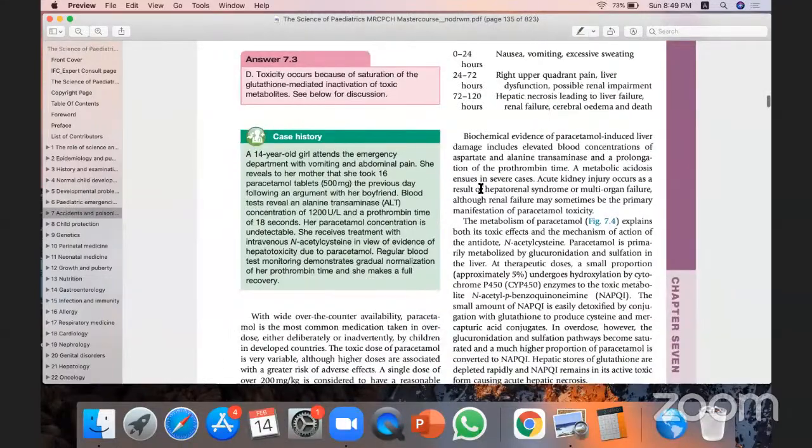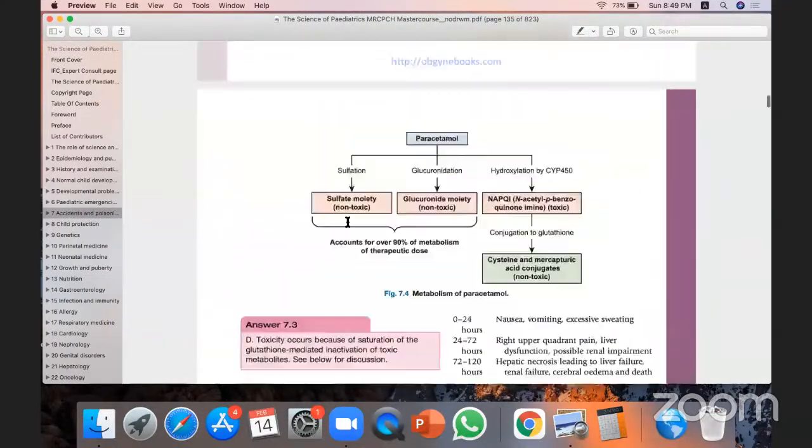So ma'am, will you repeat this one again, the last paragraph? That one. Yes. This chart. Yes. Maximum metabolism occurs by sulfation and glucuronidation, but some is done by hydroxylation, and that produces NAPQI. So when there is a toxic dose ingestion, this NAPQI causes liver damage.